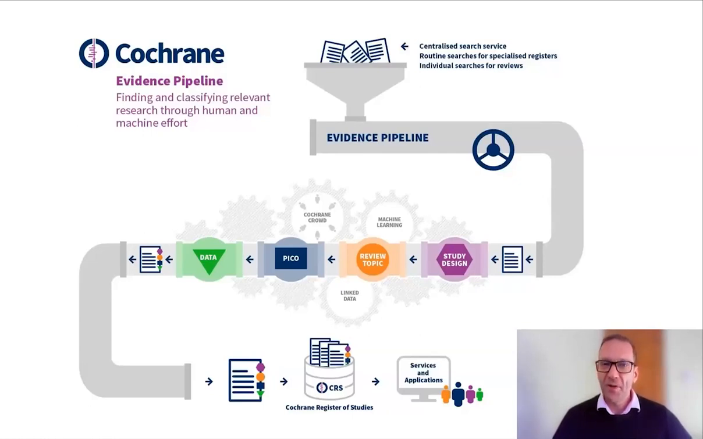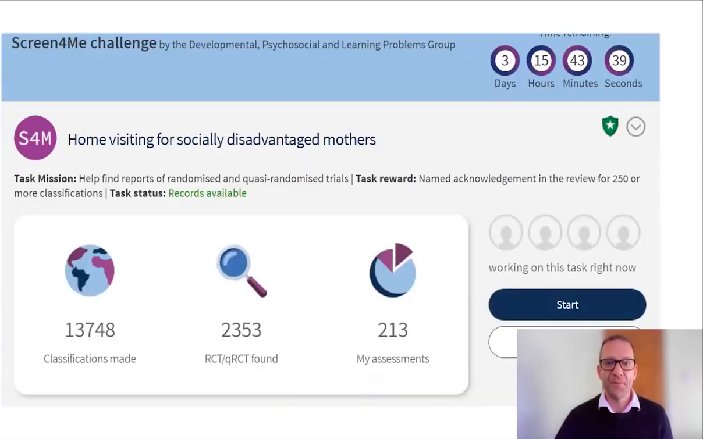The Cochrane evidence pipeline helps to feed important repositories of studies such as Central and the COVID-19 study register. And it also helps to identify studies for specific Cochrane reviews through what we call the Screen for Me service. This is a snapshot from a recent Screen for Me challenge.